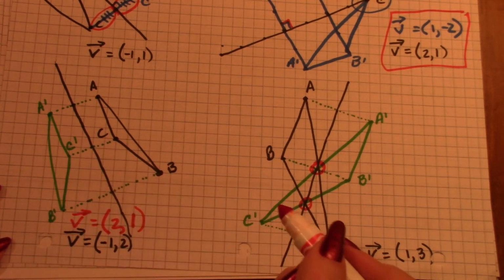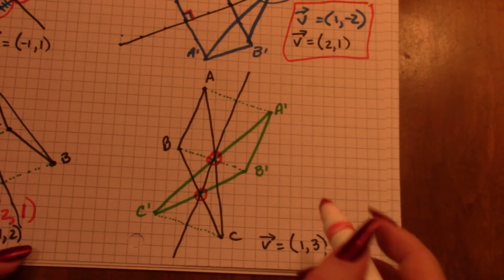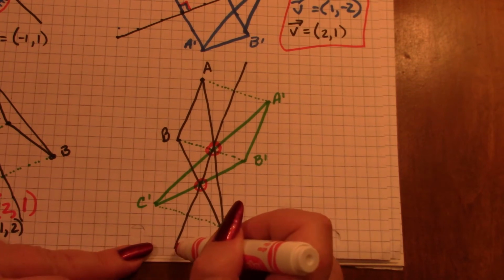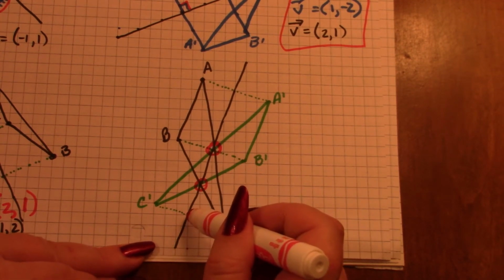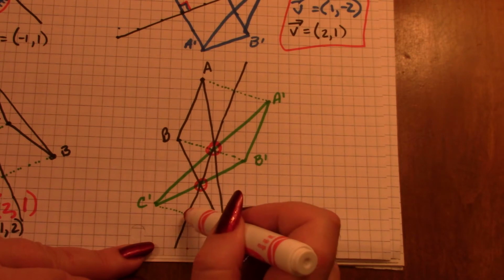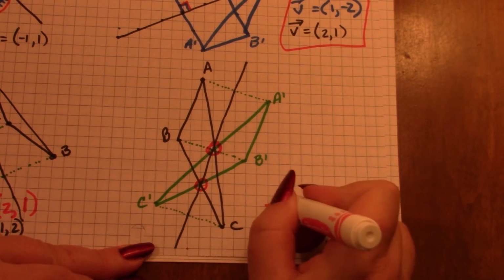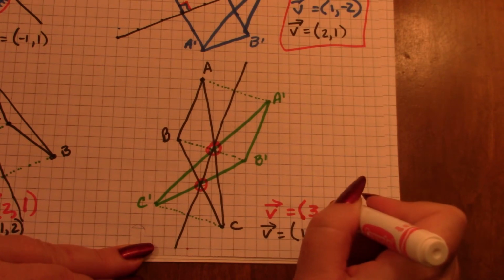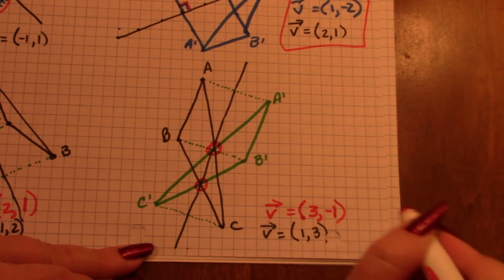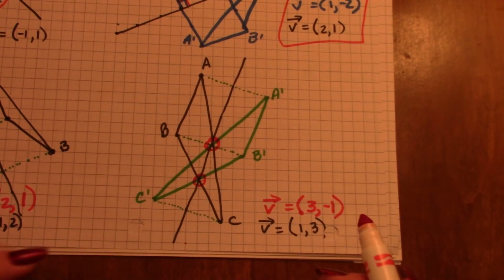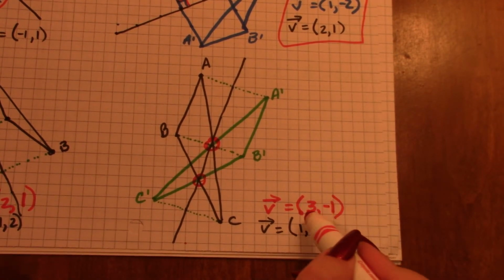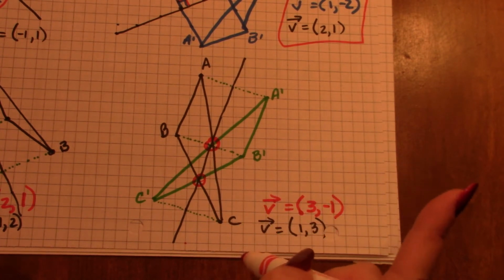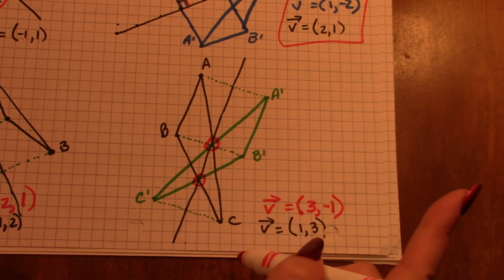Over 2, up 1. This vector is 1, 3. So you're going over 1 and up 3 here. So opposite is going to be over 3 and down 1. Now, something I'd like you to realize, that not only are you switching the numbers, but you're making one of them negative. And the question is, which one do you make negative? And the answer is either one.